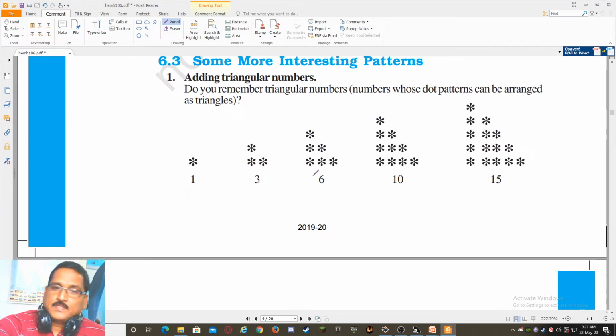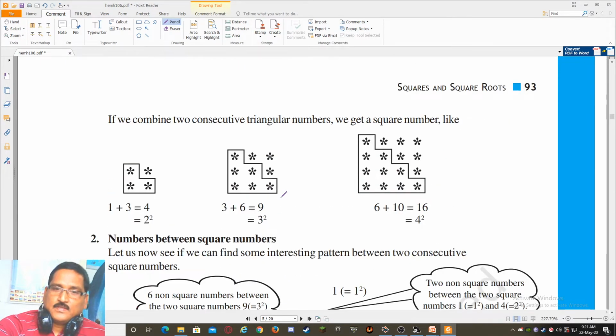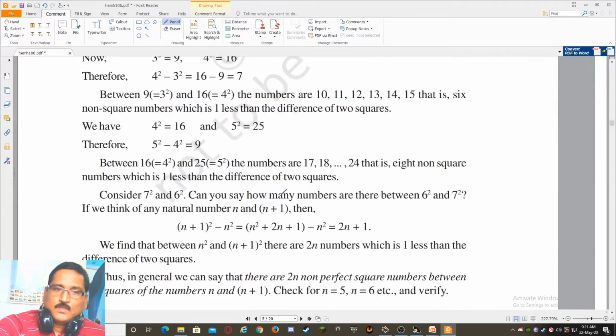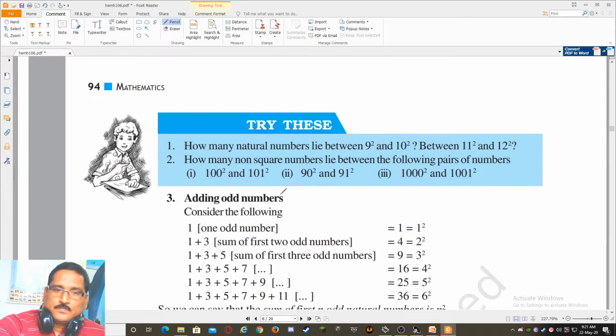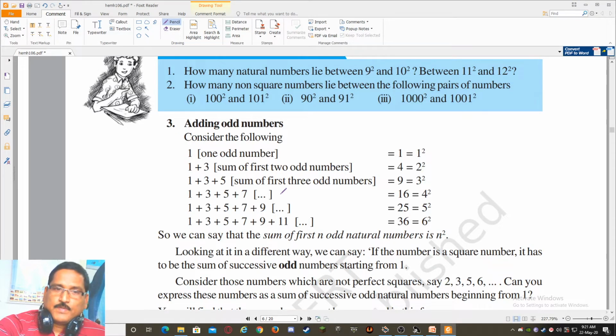In my previous class I have shown you that the sum of two consecutive triangular numbers is the square of the next number. This concept you have to apply. Clear? You also know the pattern.